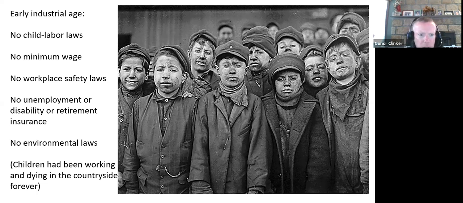No unemployment or disability or retirement insurance. So if you get sick or hurt or you're just too old to work, you have no protection, no environmental regulations to protect from pollution, etc.